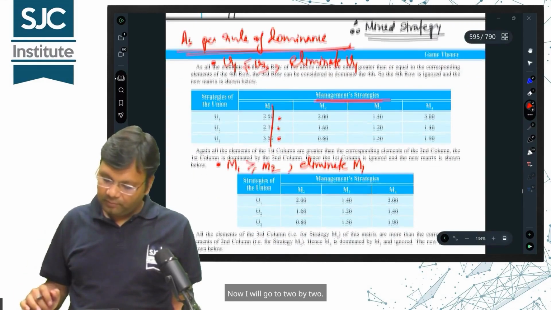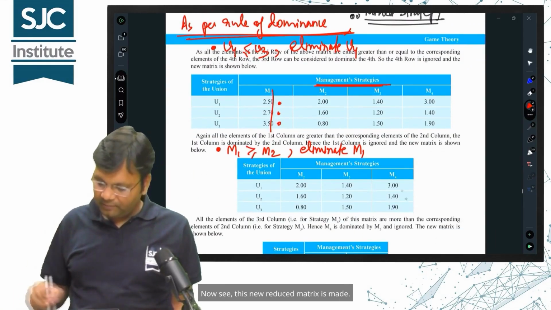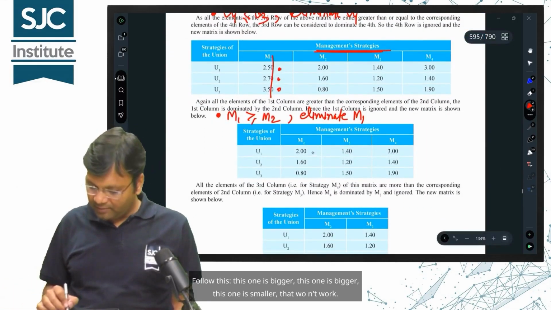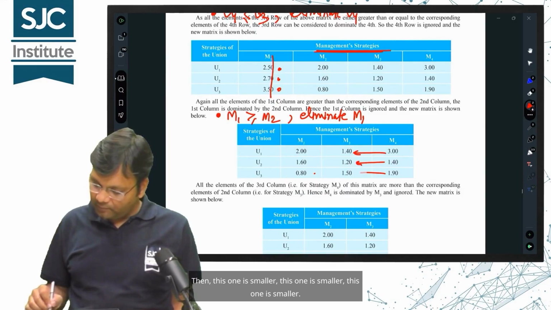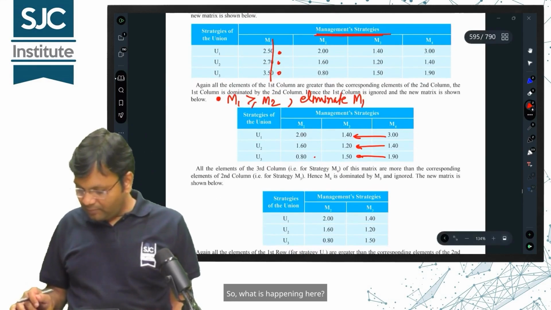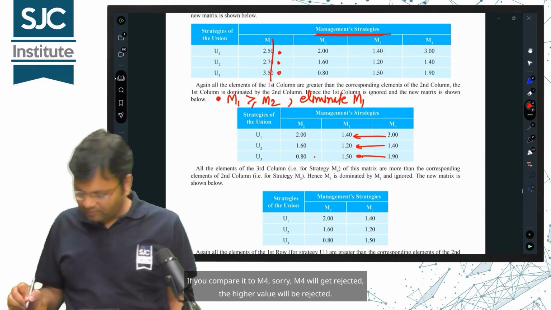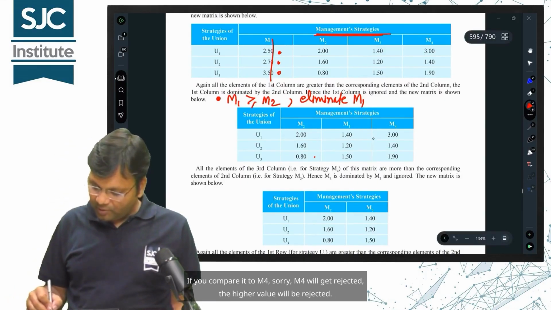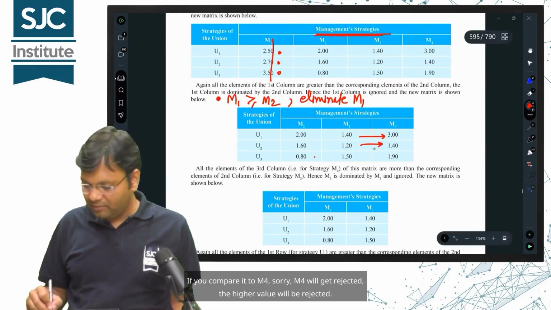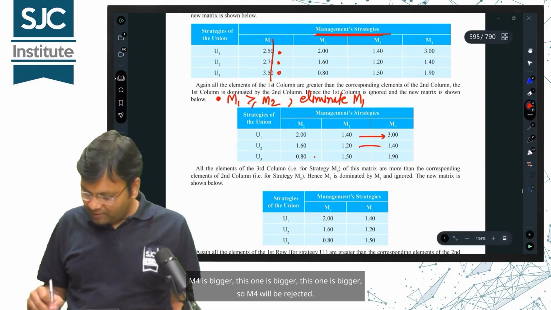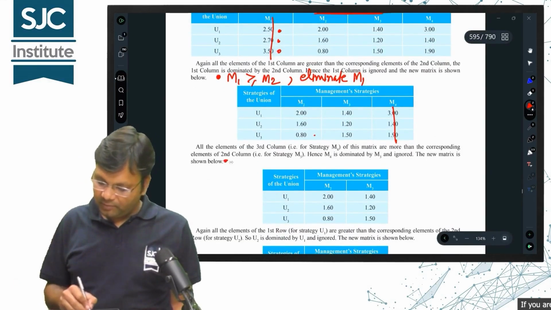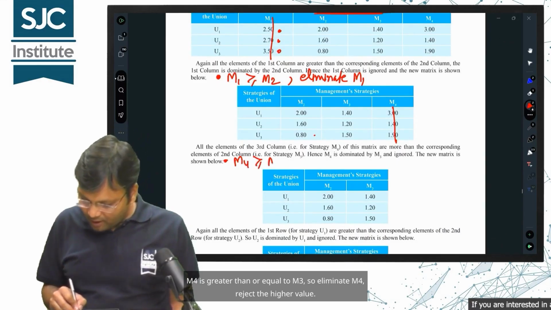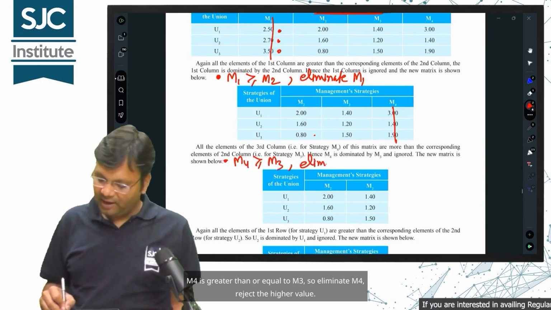Now I will go to 2 by 2. Now see, this new reduced matrix is made. Follow this one is bigger, this one is bigger, this one is smaller, that won't work. Then, this one is smaller, this one is smaller, this one is smaller. Wow! So, what is happening here? M3 is getting rejected. If you compare it to M4, M4 will get rejected, the higher value will be rejected. M4 is bigger, this one is bigger, this one is bigger, so M4 will be rejected. The higher value will get rejected. What will you say? M4 is greater than or equal to M3, so eliminate M4, reject the higher value.